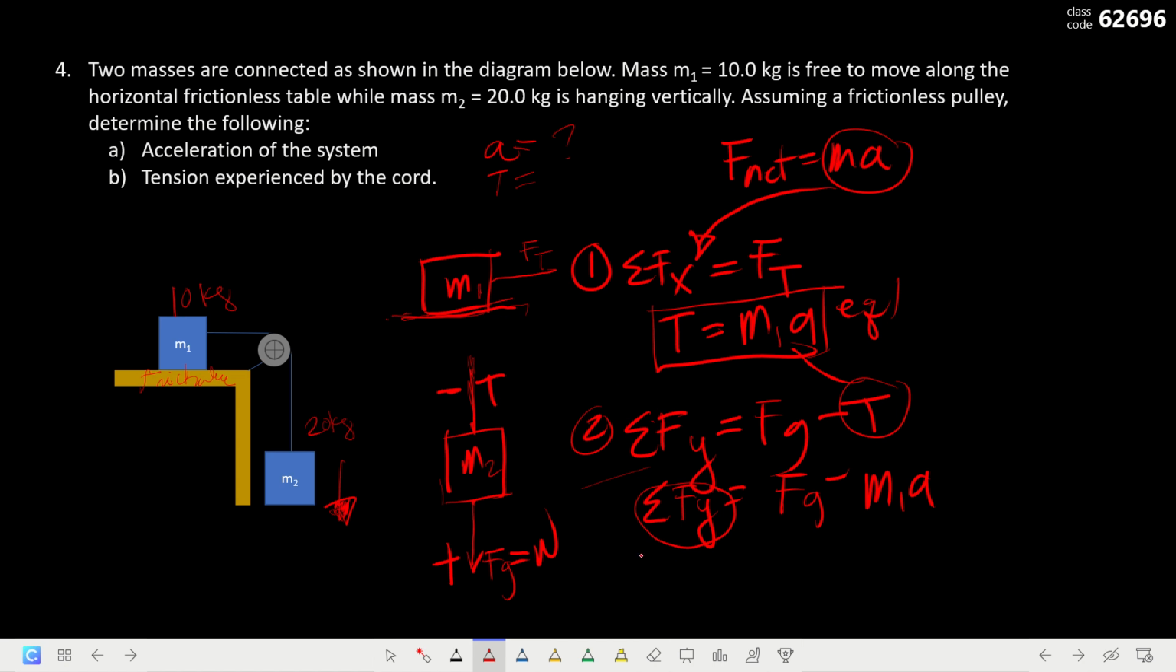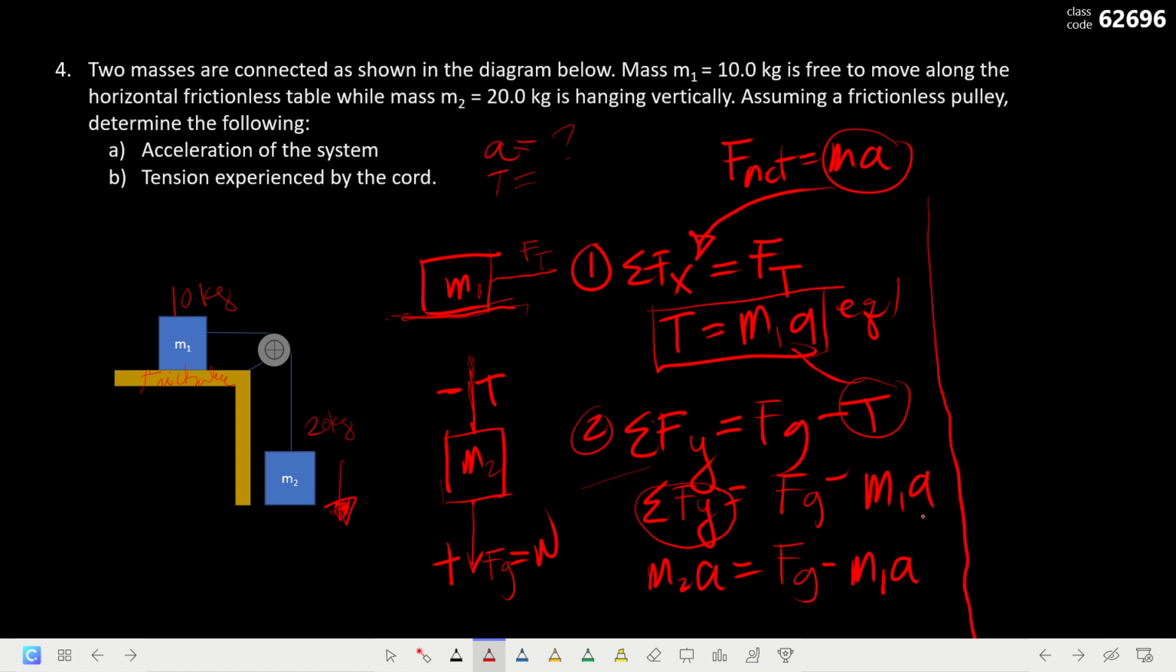So what mass will we use? Since this is the net force acting on mass 2, we use mass 2 times the acceleration of the system, which is equal to Fg minus m1 times the acceleration.